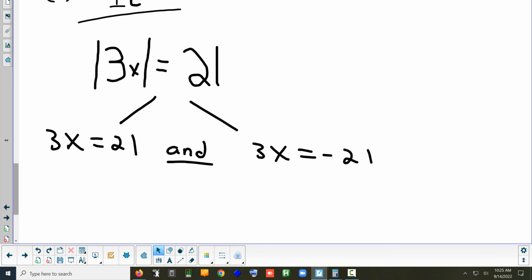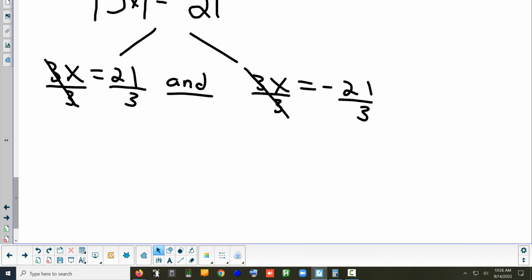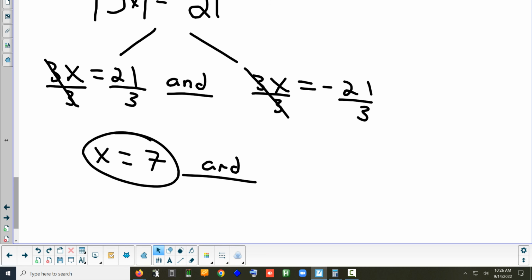And now the step to solve it is the same in both. What's the only step I have to do to get x by itself? Yep. Divide everything by 3. That's gone. And that's gone. If you get something you can reduce, you should reduce that as much as you can. So what is 21 divided by 3? Yep. 7. That's one answer. And can someone tell me my other answer? X equals -7. Good. -7.